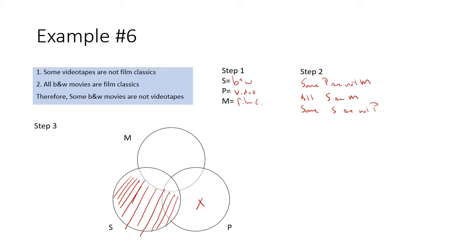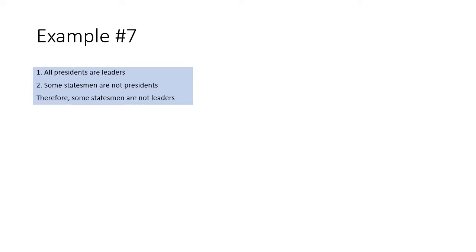So that leaves us with the conclusion. Do we have a picture of the conclusion? Some S are not P, so we'd be looking for an X that's in the S circle but not in the P circle. And we have the opposite situation here. We have an X in the P circle but not in the S circle, but that's not what we want. We want something in the S circle and not in the P circle. So that means this argument is not valid, and we move on.